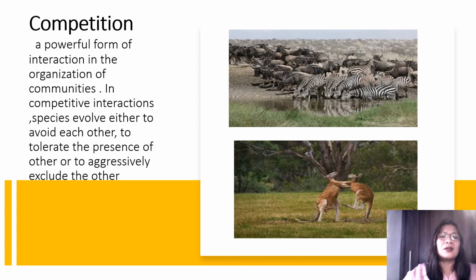And the last one is competition. So what do you mean by competition? Competition is a powerful form of interaction in the organization of communities. In competitive interaction, species evolve either to avoid each other, to tolerate the presence of the other, or to aggressively exclude the other. So, kita nyo naman doon sa drawing, nagkakaroon ng unahan. No? So, para bang mayroong yabangan na nangyayari among the animals.